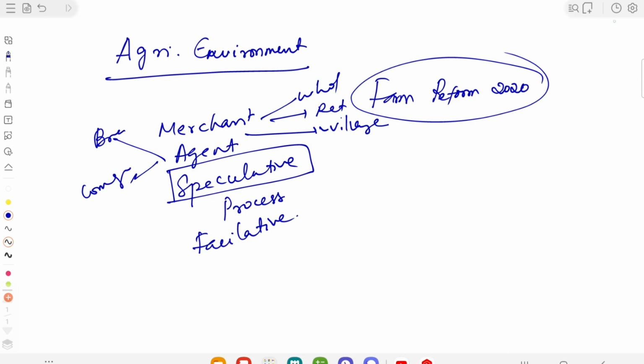Okay, so I hope this much is clear to you. Agribusiness is the business sector encompassing farming and farming-related commercial activities. So all the steps which are required to send any agricultural good to the market: production, processing, distribution, anything and everything comes under the agribusiness sector.